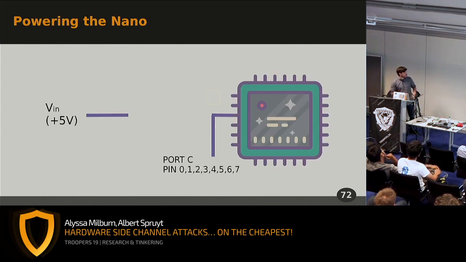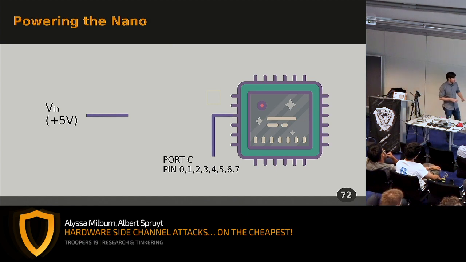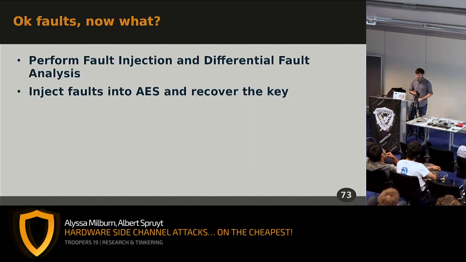Yeah, so how do we connect it for fault injection? What we do is basically that power cut we had before. We connect the entire port C GPIO pins 0 through 7 to the VCC line of the target. And then by toggling these GPIO pins really quickly, we can actually induce faults into the computations.